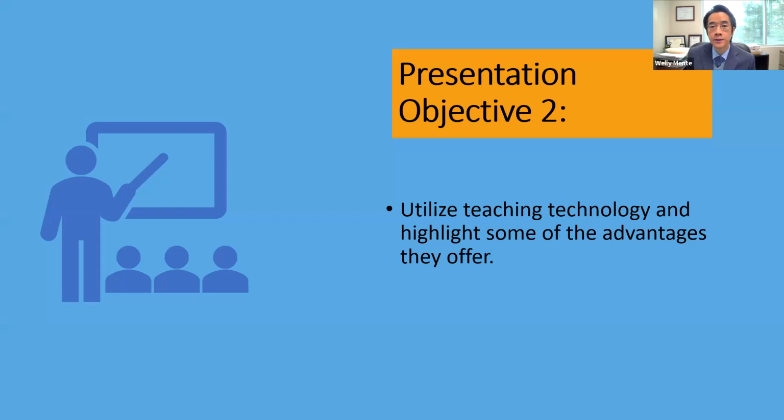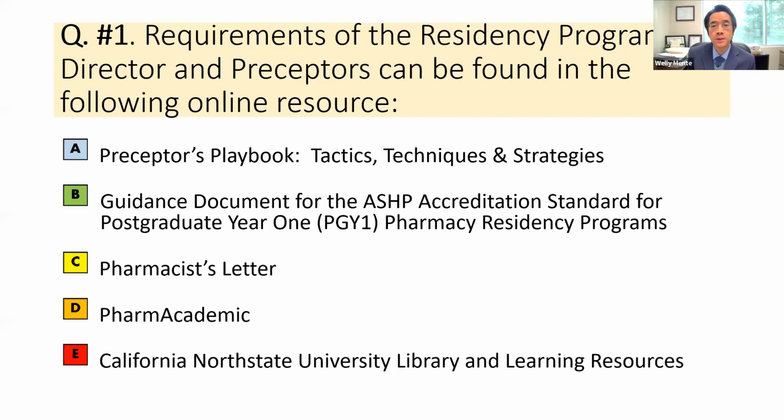Now, moving forward in objective 2, we're going to try to teach the faculty how to utilize teaching technology and highlight some of the advantages that they offer. So remember those cards that we talked about that had the color codes A, B, C, D, E. Imagine you had a question like this that I would put up in a typical class or a continuing education program, and I asked the audience to respond to this type of question. They would look at it and decide what's the best answer choice, and then they would come up perhaps with the correct answer choice. They would select B, and they would either click it or raise their card.